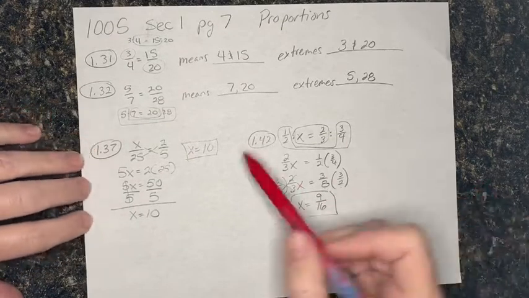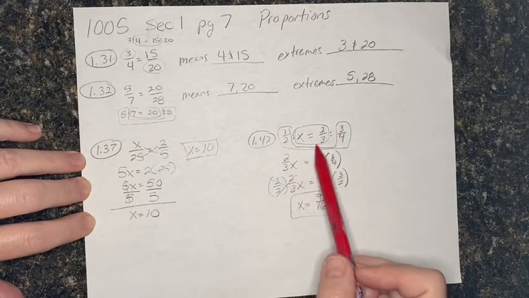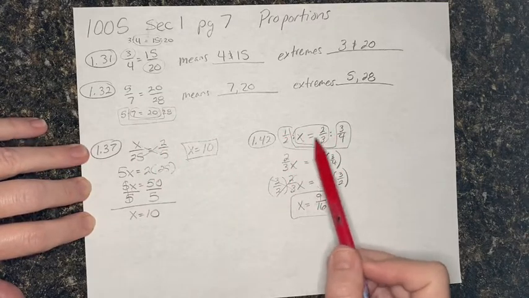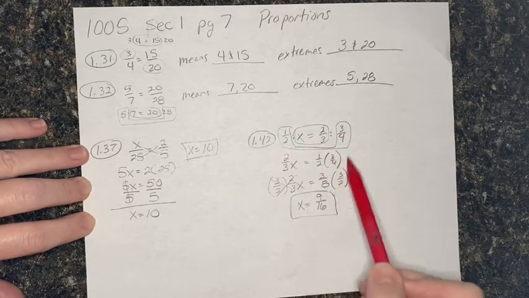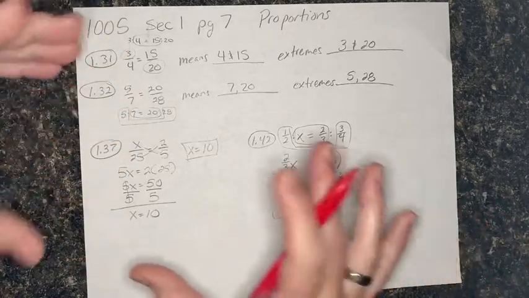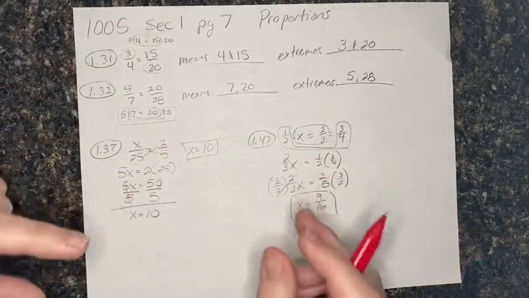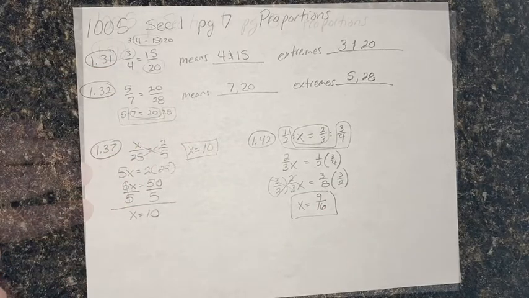Okay? So whether it's written like this and you can simply cross multiply, or you have it written like this and you're just going to take your means times each other equal to your extremes times each other, either way, you should come up with the right answer. And so that's what you're going to do moving forward with those problems. Now I want to take a look at two more on the next page.